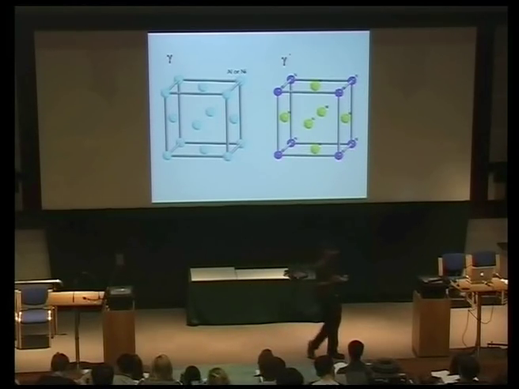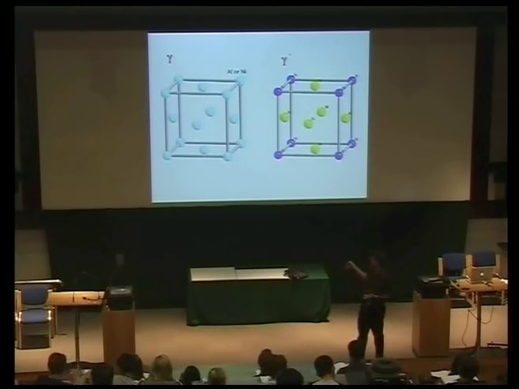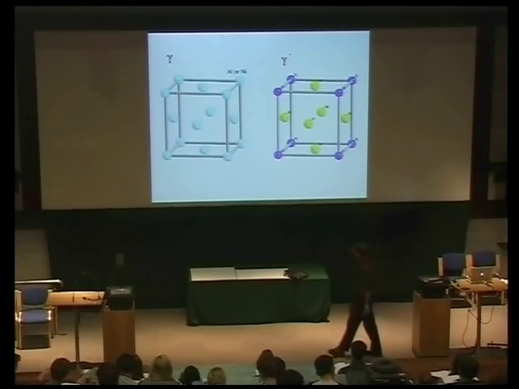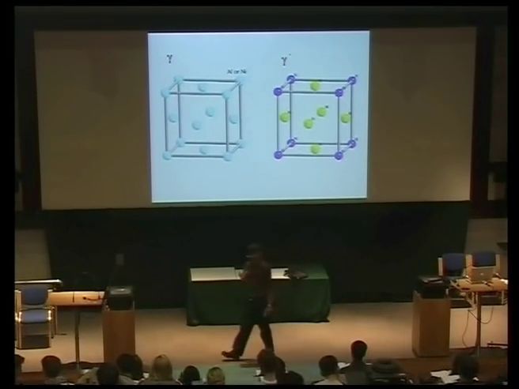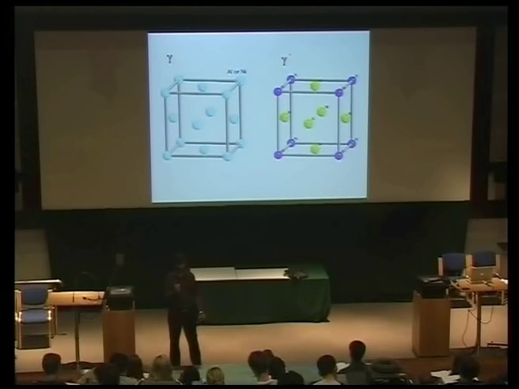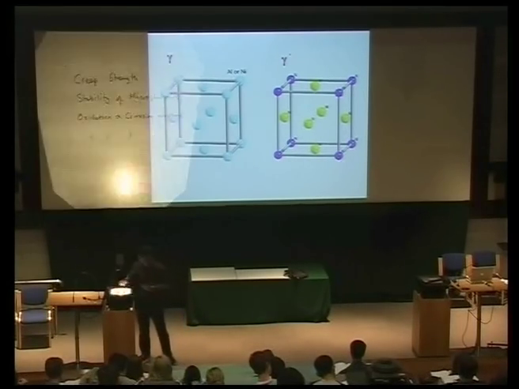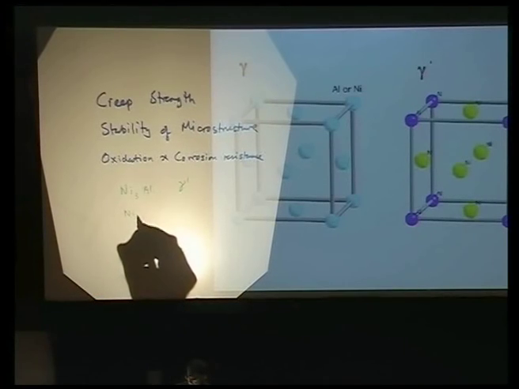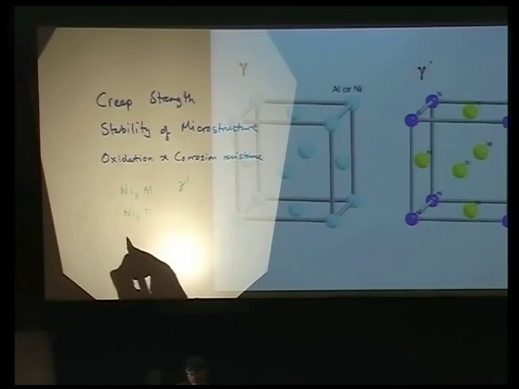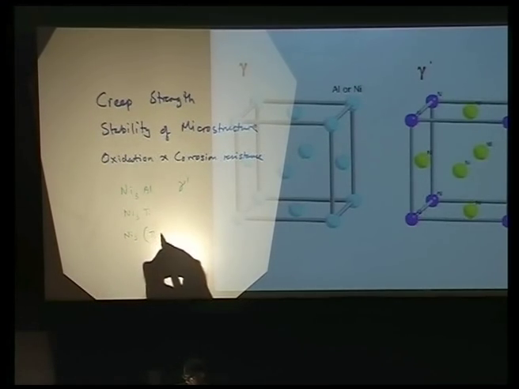But its lattice parameter is almost the same as the lattice parameter of this, and they tend to form in cube-cube orientation. That means with these axes parallel. Okay? The lattice parameters are almost the same, but they are not close enough. So what we do is we also add titanium to this, and titanium goes into these aluminium sites. Okay. So we have Ni3Ti, and when we have both aluminium and titanium, we effectively have Ni3(Al,Ti). Okay.